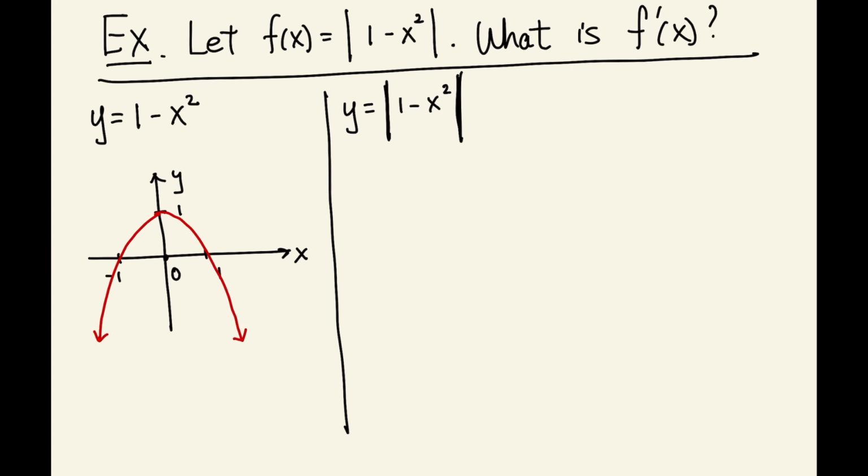And the reason behind it is just that when this quantity is positive, that corresponds to the graph lying above the x-axis. Okay, and so we leave it alone. The absolute value doesn't change anything. But when this quantity is negative, and that corresponds to the portions of the graph that lie below the x-axis, then the absolute value flips the sign, right? We take the opposite sign. Okay, so let's just draw what that looks like.